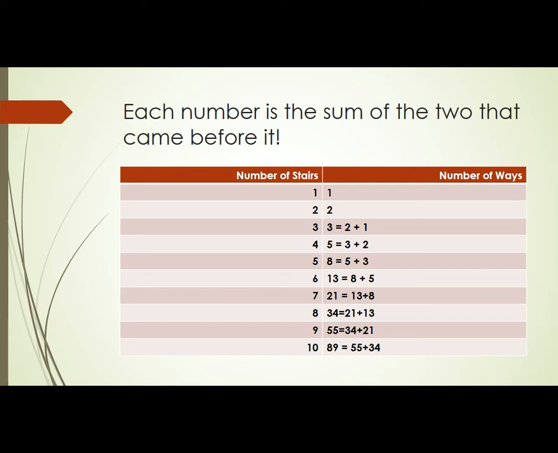Well, it turns out that each number is the sum of the 2 that came before it. 1 plus 2 is 3, 2 plus 3 is 5, 3 plus 5 is 8, 5 plus 8 is 13, etc. And so when you carry it up to a 10-step staircase, you'll see that there are 89 ways. Starting small, we saw a pattern. These are very famous numbers, it turns out. They're called the Fibonacci numbers.